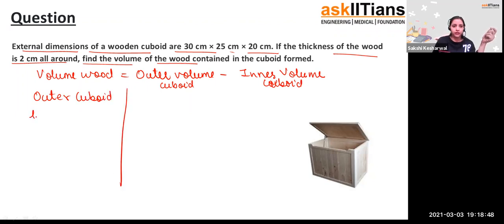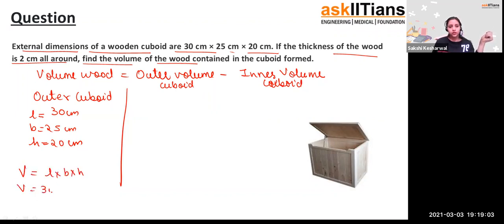So it will be what? Length, breadth, and this is your height. Length, breadth, height is already given. Let's take this as 30 centimeter, this is 25 centimeter, and this is 20 centimeter. So its volume will be L into B into H, which is equal to 30 into 25 into 20.